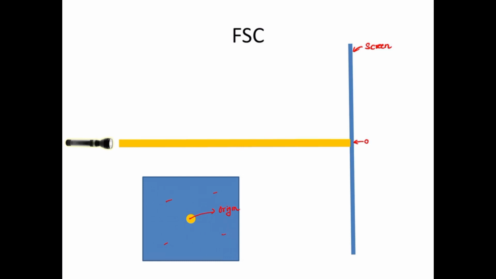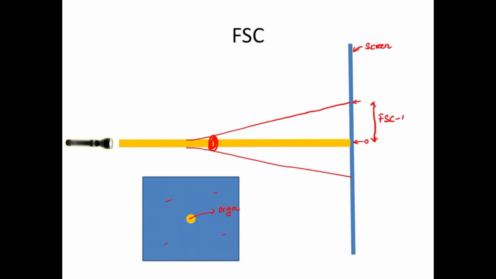Alright. Now let's say we introduce a cell in the path of this light. What will be the result? As a result of this cell obstructing the path, the light will now bend along the edges of this cell, and instead of falling at the center, the origin, it's going to fall at a point which is away from the center. This distance from the center is called the forward scatter height.